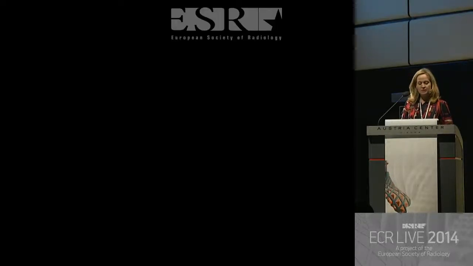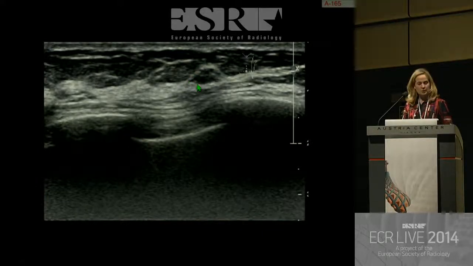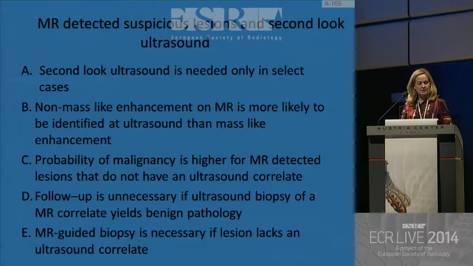And so the lady went for a second-look ultrasound, and it confirmed an ultrasound correlate, a 6-millimetre hypoechoic nodule, which was biopsied and came back as invasive ductal cancer. So, regarding MR-detected suspicious lesions in second-look ultrasound, sorry, it's a bit of a convoluted slide, what's the correct answer?